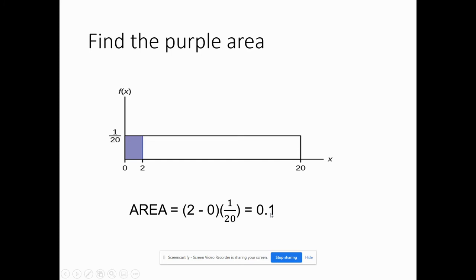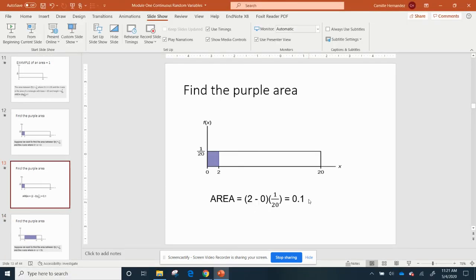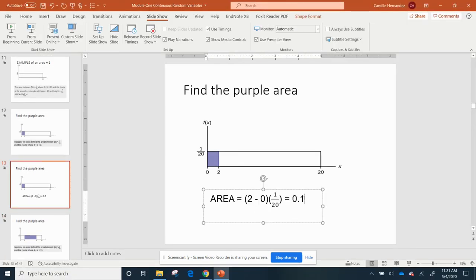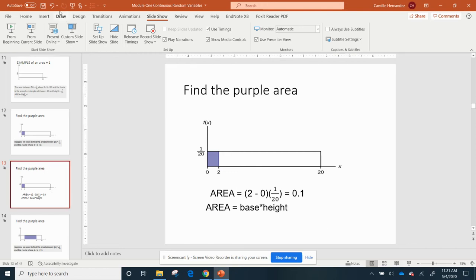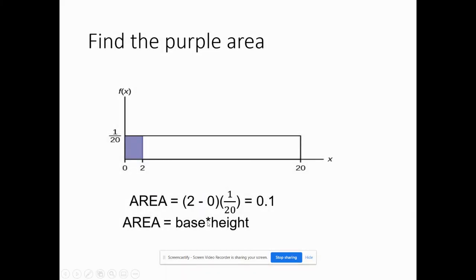Where am I getting that again? Let me jump in here. The area of a rectangle equals base times height, and that's all I'm doing. I'll pop it back up so you can see it better. So base times height. This little area in purple is 0.1. That is the area.